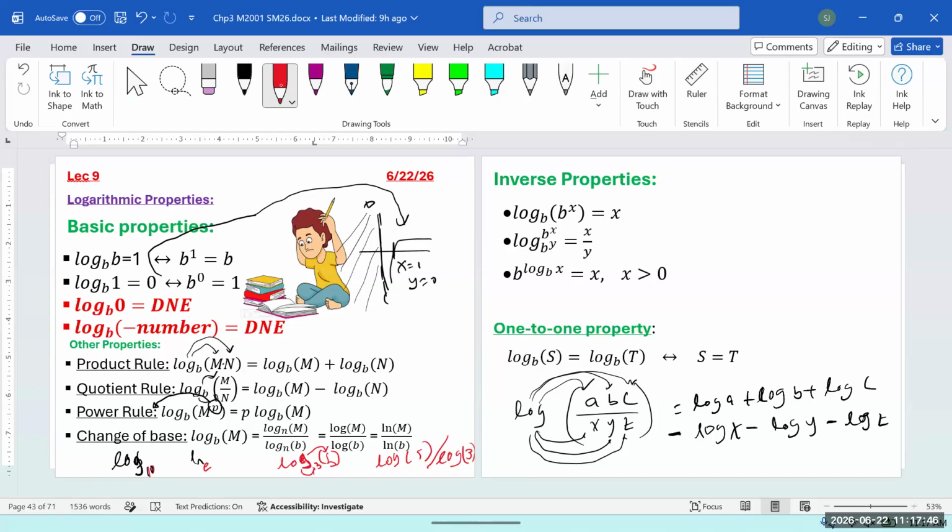And then we have inverse properties. The first one is this. Anytime you have a power on the argument, it has to come down, so you get x log base b of b. But the rule says if the argument and the base are the same, they cancel out the log. So basically, you're left with x.